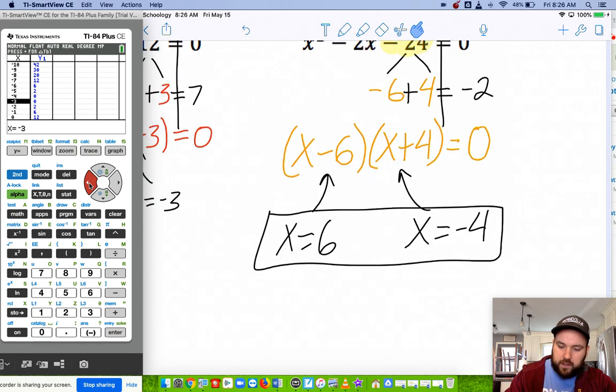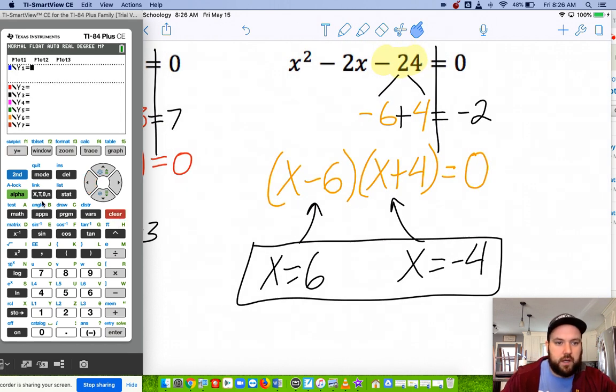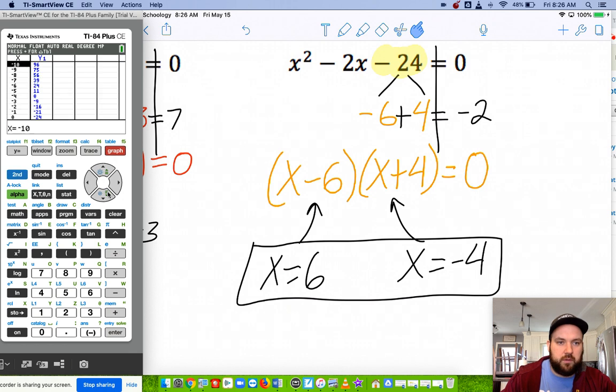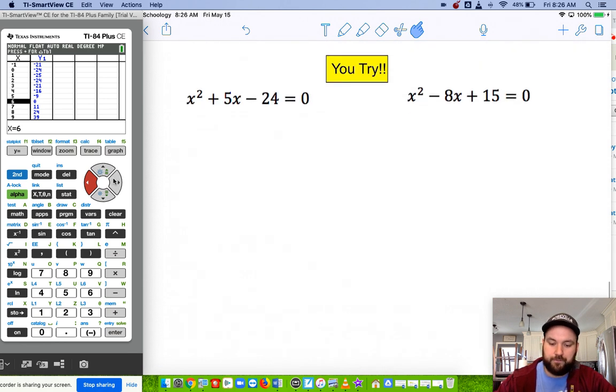And again, if I went to my calculator to double check this, if I type x squared minus 2x minus 24 and I go to the table, there's 0 in the y column with negative 4, and there's 0 again with positive 6. So that's how we can use factoring to find the solutions to an equation. Go ahead, pause, try these 2 factoring problems, and we'll wrap this up.